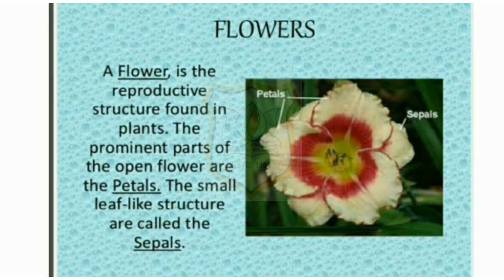The second one is sepals. The green leaf-like parts in the outermost circle of a flower are called sepals. They protect the flower during the bud stage.